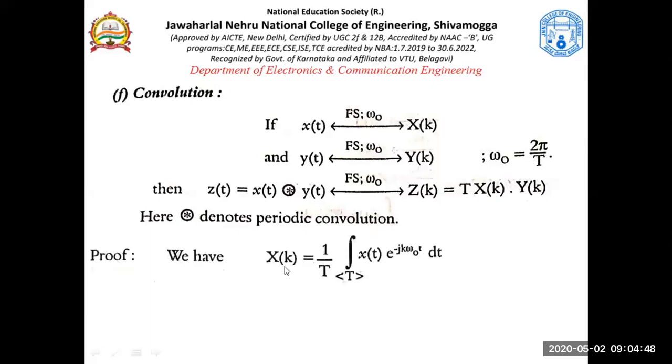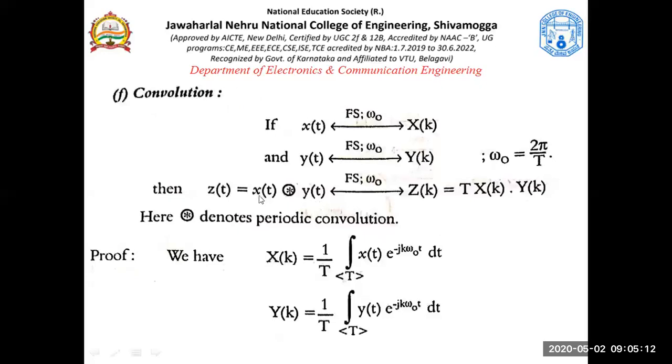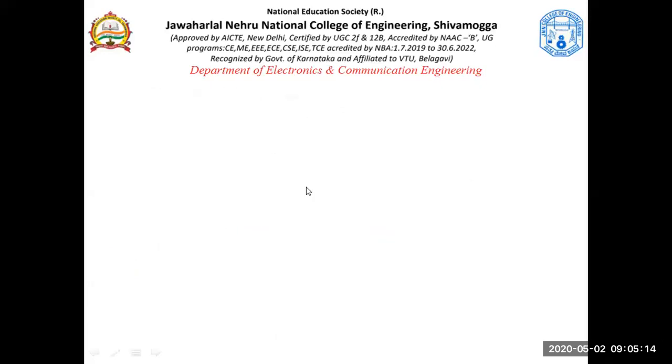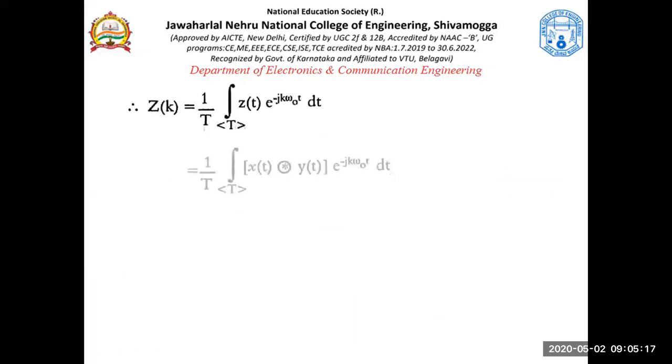We have X of k, which is written as this. So if X of k is that, Y of k is this. Now, for these two, X of k and Y of k, let's see what Z of k is. Now, what is z of t? Z of t is the convolution of x of t and y of t. So let's substitute that in place of z of t. See here, in place of z, we are convolving x and y.